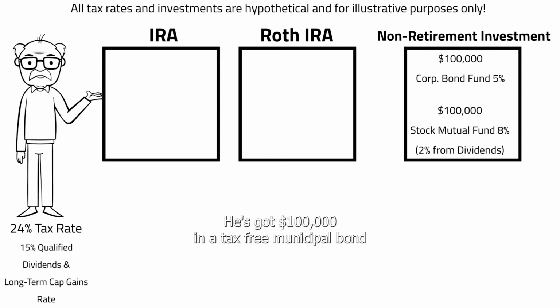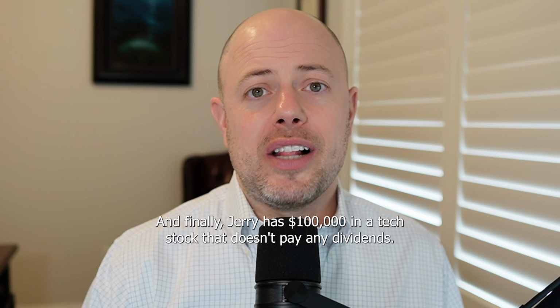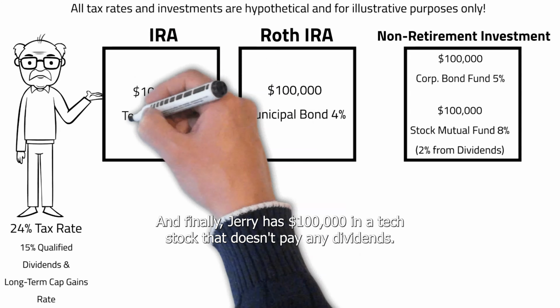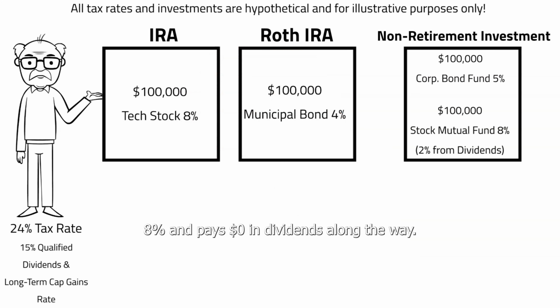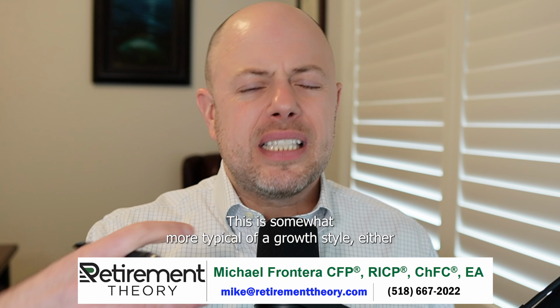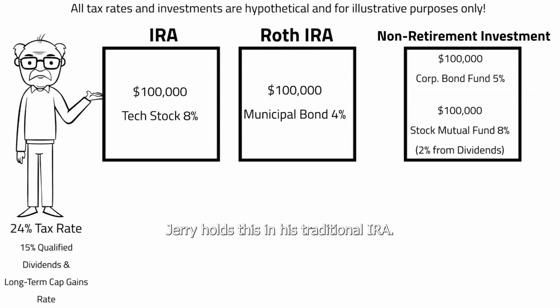Okay, he's got $100,000 in a tax-free municipal bond fund paying 4% interest for 30 years. He decides to hold this in his Roth IRA. And finally, Jerry has $100,000 in a tech stock that doesn't pay any dividends, but he is hoping for significant growth over time. And so we're going to assume that over time this grows at 8% and pays $0 in dividends along the way. This is somewhat more typical of a growth style, either small company or tech stock. Jerry holds this in his traditional IRA.